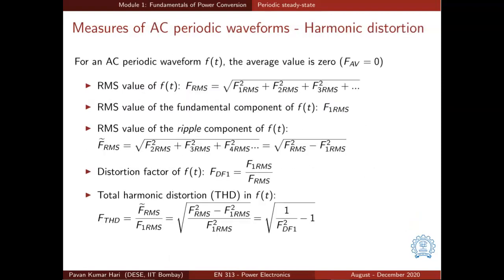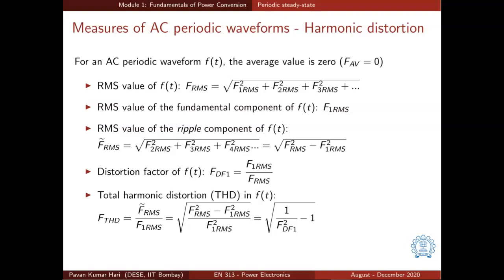The Fourier analysis helps us arrive at certain measures for AC periodic waveforms, which are widely used to evaluate the harmonic distortion in those waveforms. So for an AC periodic waveform f of t, the average value is 0. So the RMS value is simply the square root of the sum of all the harmonic components, f1 RMS square plus f2 RMS square and so on. The RMS value of the fundamental component is denoted by f1 RMS, and the RMS value of the ripple component.